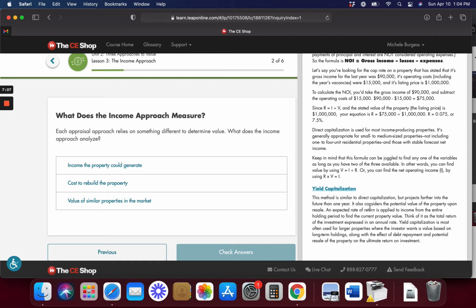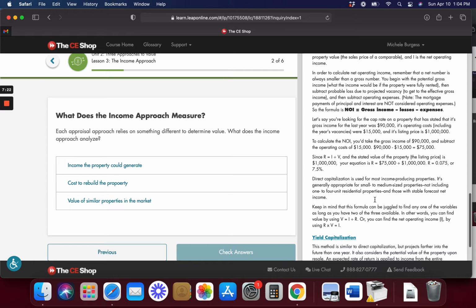All right, yield capitalization. The method is similar to direct capitalization, but projects further than 1 year and considers the potential value of the property. Think of this as a total return on investment at an annual rate.